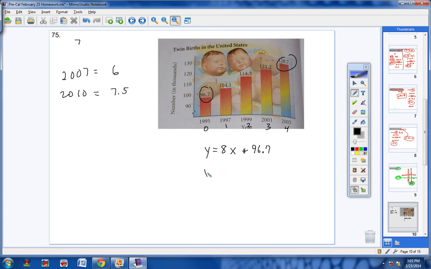So let's go ahead and substitute a 6 in for my x for the year 2007. And if you do that correctly, you will get, let's see here, 48 plus 96.7. And the estimation for the year 2007 would be 144.7 thousand. Okay, now let's go ahead and substitute 7.5 in for x right here. So we have 8 times 7.5 plus 96.7, and you will get out for 2010 the estimation is 156.7 thousand.